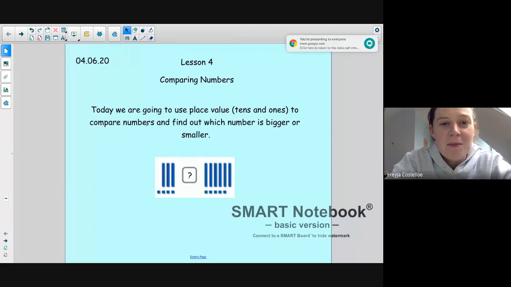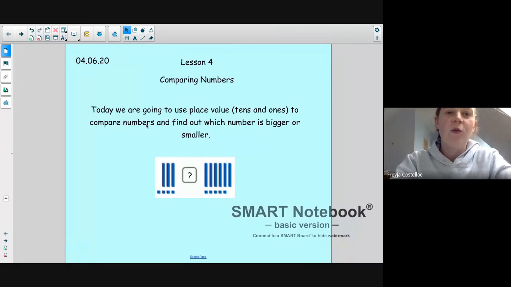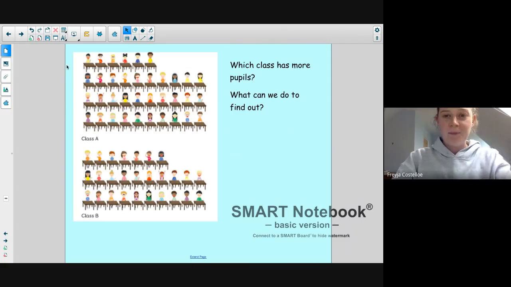Right, today we are going to be carrying on with our numbers to 40 and we are going to be comparing numbers today. So we're going to be using place value, so our tens and our ones that we've been looking at this week, to compare those numbers and find out which number is bigger and which number is smaller.